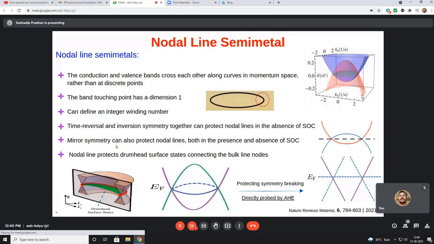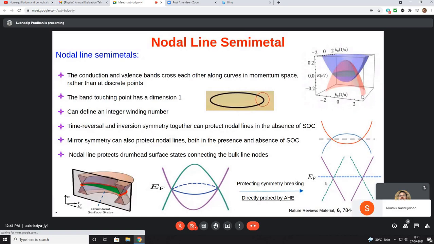Now, if I break the protecting symmetry, what will happen? This band touching will be gapped out. So it may be completely gapped out, or it can become two Weyl nodes. How can you say that this gapping out gives a Weyl node? Here is a nodal link, and just by breaking the protecting symmetry, now we are getting a Weyl node.